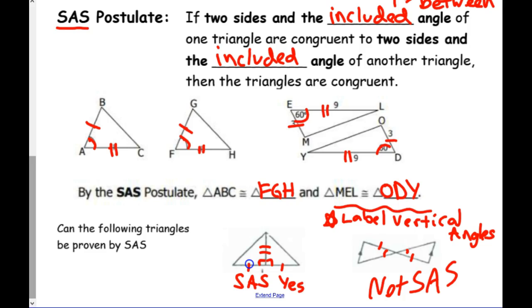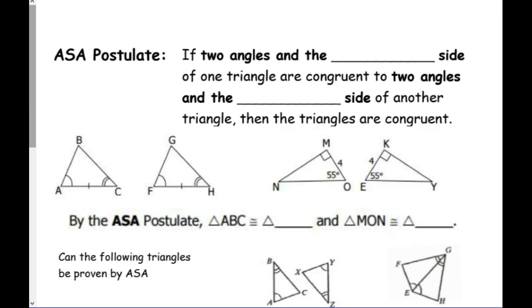We talked about SSS, we talked about SAS. ASA, angle side angle. Okay? If two angles and the included side of one triangle are congruent to the two angles and the included side of the other. What does included mean again? Between, yeah, included. All right, so look at this picture right here. I got angle, then I got a side, then I got an angle. ASA, in that order. Angle, then a side, then an angle.